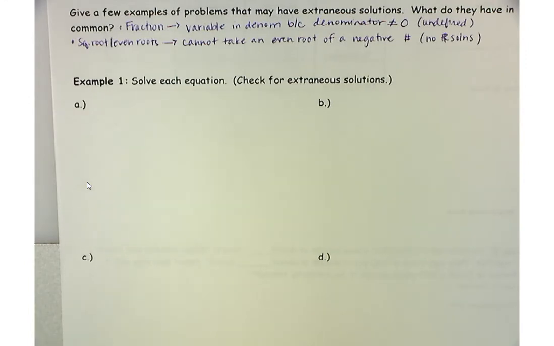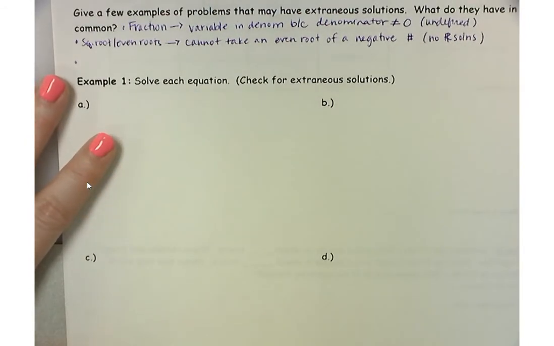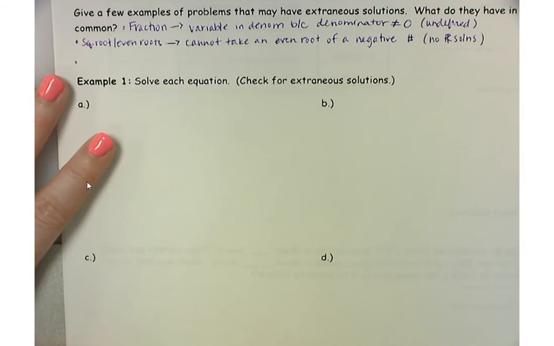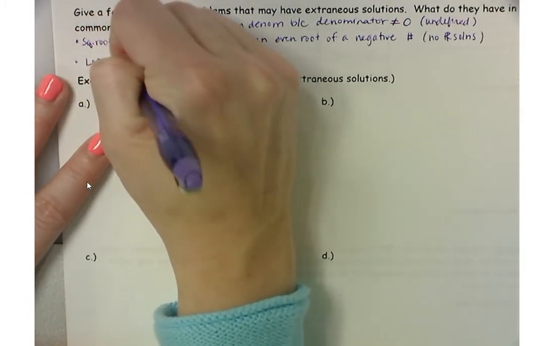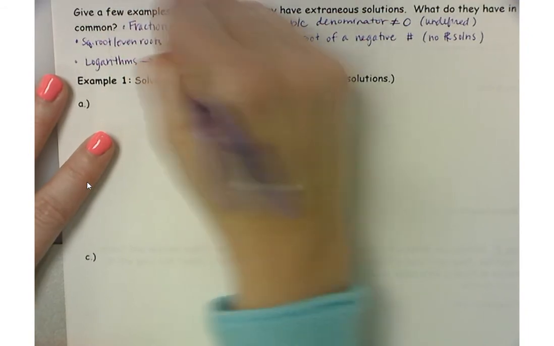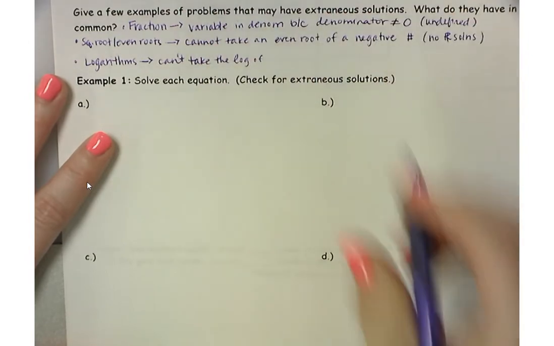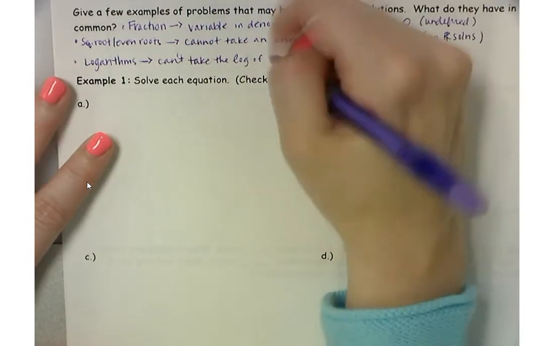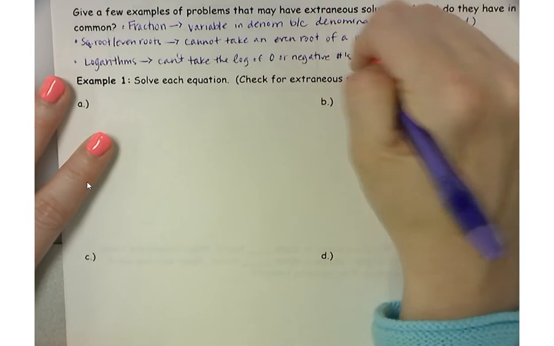of a negative number. That's when you'd have no real solutions, because your solutions would be imaginary. And then the last thing you have to watch out for, so again, think of the domain. We talked about fractions, square roots. Do you guys remember the last one? Yeah, the logs. So if you have a logarithm, you can't take the log of 0 or negative numbers. And again, those are undefined values.